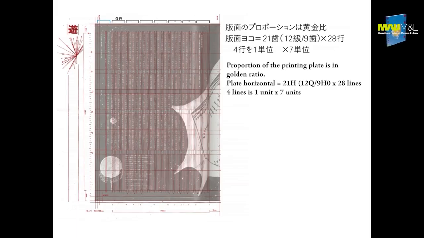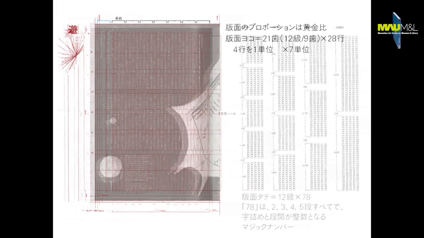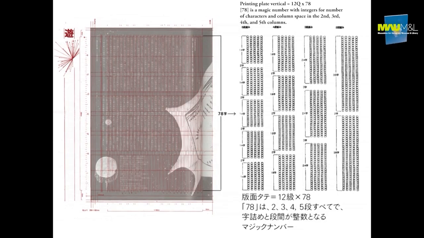In the vertical direction, the plate is 12Q times 78. This 78 is an amazing number. In the second, third, fourth and fifth columns, the number of characters and the column spaces are integers.